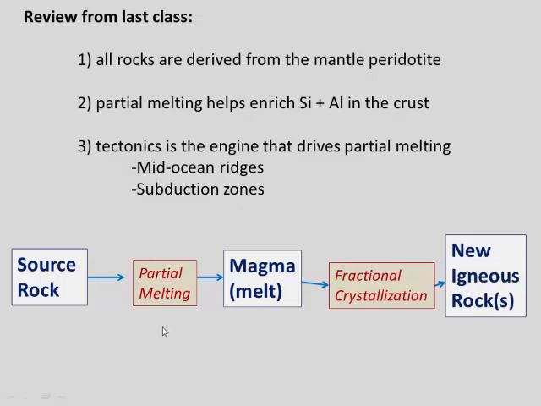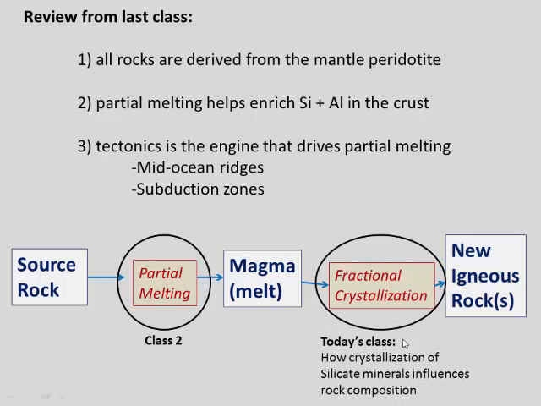So in the last class we talked a lot about partial melting, how we take a source rock, we melt some of the minerals in it, we get a magma, and then we cool that magma to make a new igneous rock. So today we're going to pick up on this cooling process, this fractional crystallization it's called. And we're going to show how we can start with the magma of a given composition, crystallize a bunch of different minerals out of it, and actually even create multiple types of igneous rocks from the same magma.